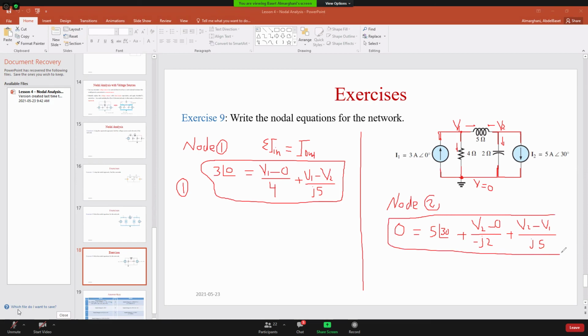Two nodes, two equations. I answered the question. It says just write the nodal equations. So if the question says write the nodal equations, you don't have to solve the equations, because in some tests before, students would spend a lot of time solving those equations, and there is no need. You're not actually getting any extra point.